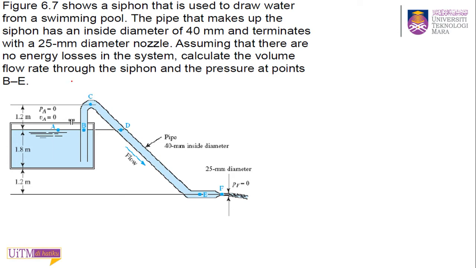Okay, can we start? In this question, figure 6.7 shows a siphon that is used to draw water from a swimming pool. The pipe that makes up the siphon has an inside diameter of 40 millimeter. This pipe terminates with a 25 millimeter diameter nozzle. Here there is a nozzle with 25 millimeter. Assuming that there are no energy losses in the system.